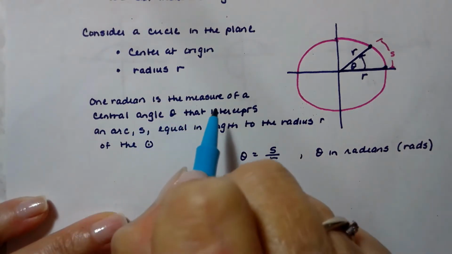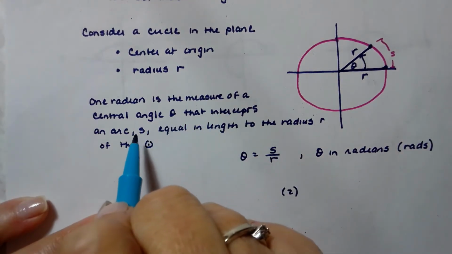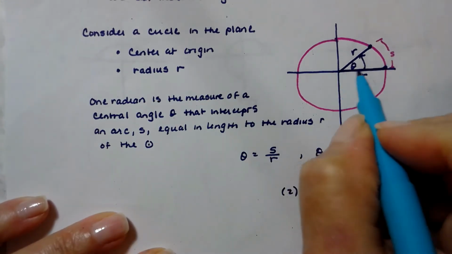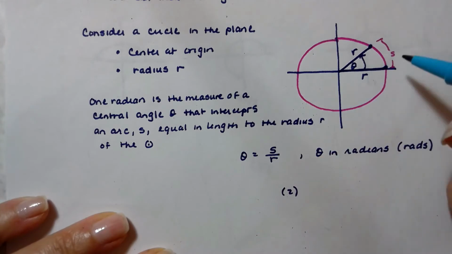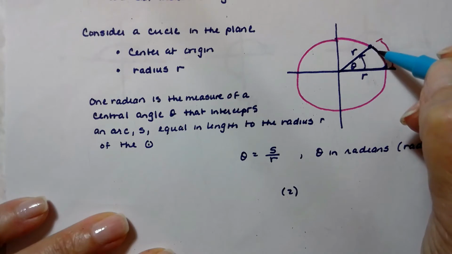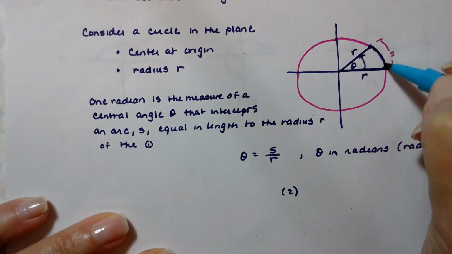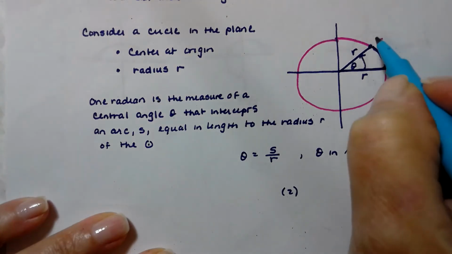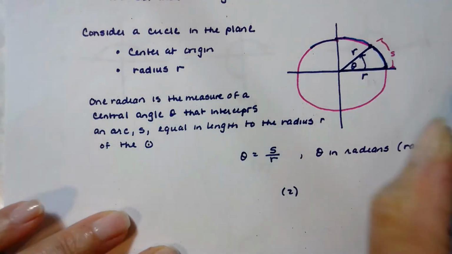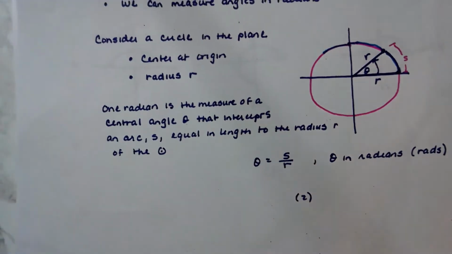Okay, so 1 radian is the measure of a central angle that intercepts an arc S equal to the length of the radius. So if I were to measure this, and let's just say it was an inch, and then I measured an inch around here, and I put my 1 inch radius on top, that would be 1 radian, okay? And then another 1 inch would be 2 radians, another 1 inch would be 3 radians, and so forth. And I'm going to show you in the book, because my picture doesn't do it justice.